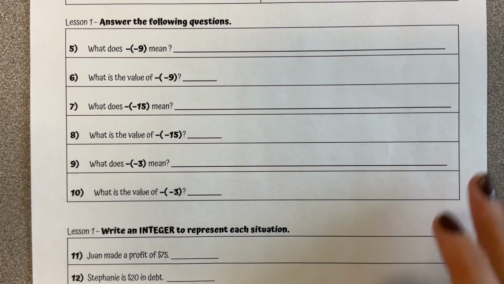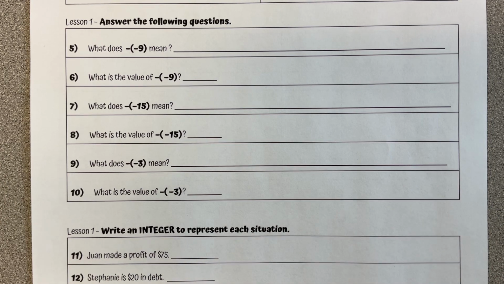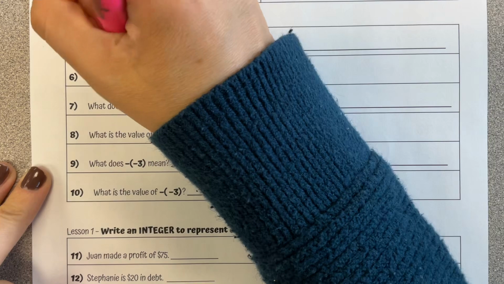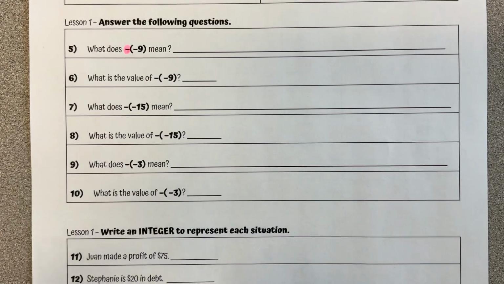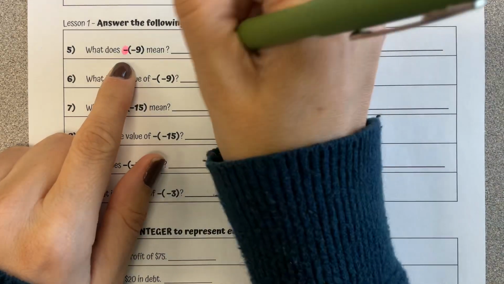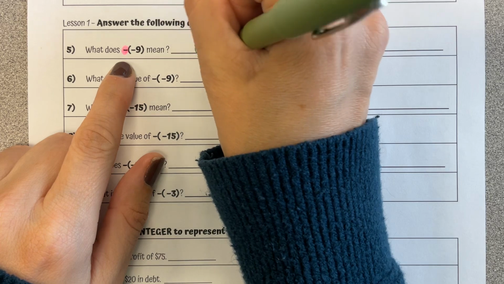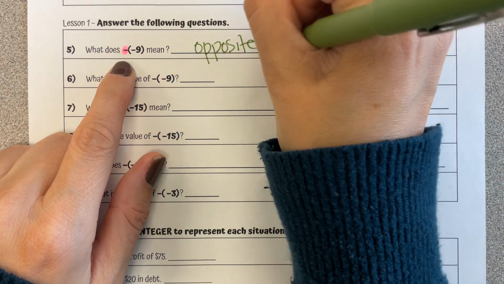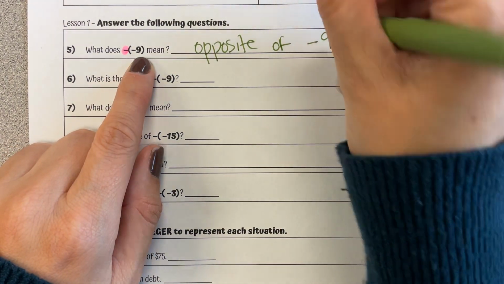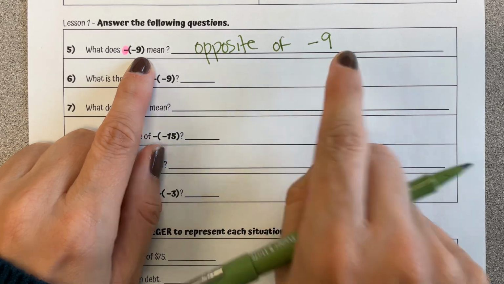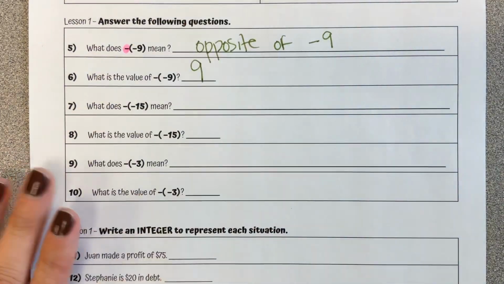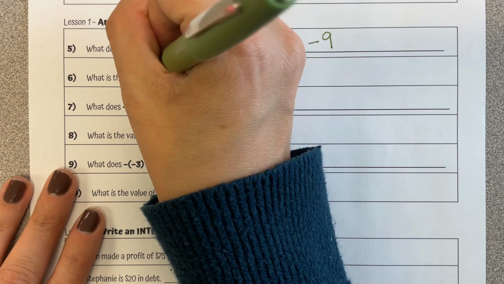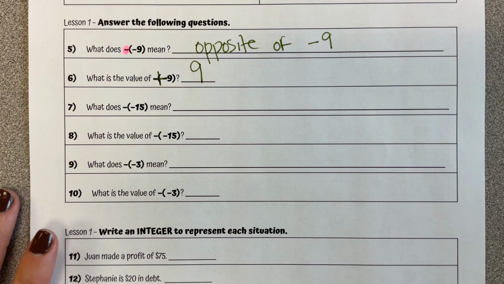Let's talk about opposites, the next part of lesson 1. Remembering that this negative on the outside means the opposite of this number on the inside, negative 9. What is the opposite of negative 9? The opposite of negative 9 is positive 9. That double negative means a positive.